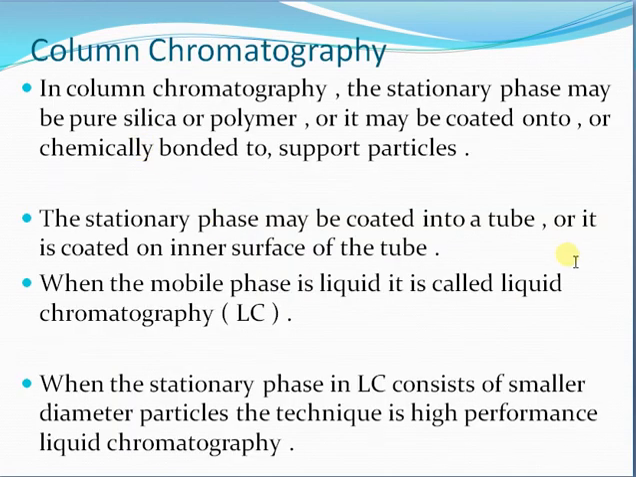In column chromatography, the stationary phase may be pure silica or polymer, or it may be coated onto or chemically bonded to support particles. The stationary phase may be coated on the inner surface of a tube. When the mobile phase is liquid, it is called liquid chromatography. When the stationary phase consists of smaller diameter particles, the technique is high performance liquid chromatography.